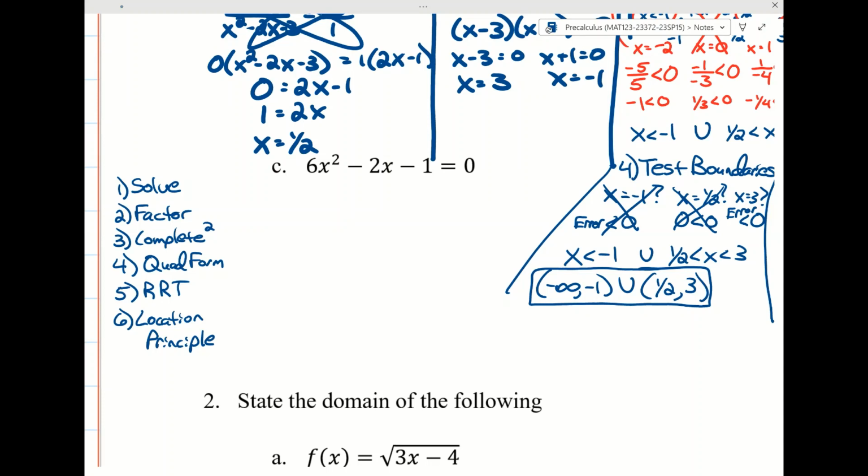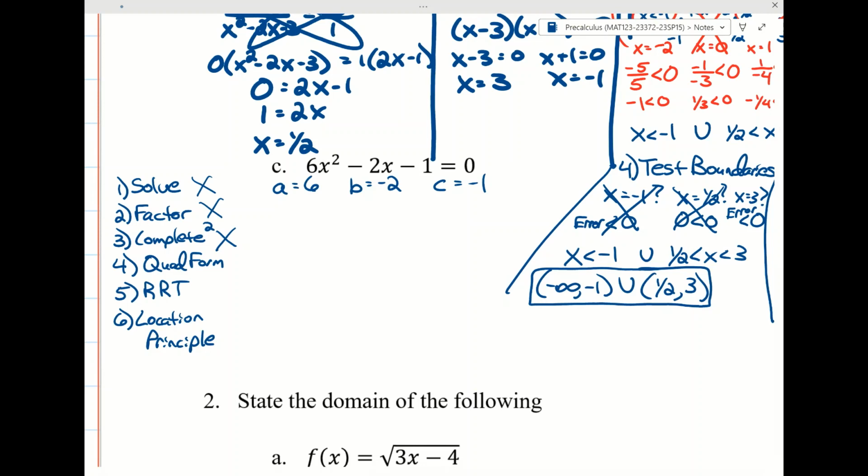So for this problem, if you try to factor it, we're looking for numbers that multiply to be -6 and add up to be -2. And I don't think there are any numbers where that happens. So factoring doesn't work. So we could either complete the square, which I would imagine not many of you would like. Quadratic formula is a little more straightforward. So with quadratic formula, a would be 6, b would be -2, and c is -1.